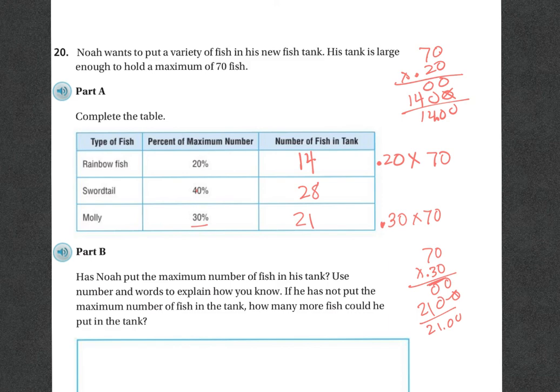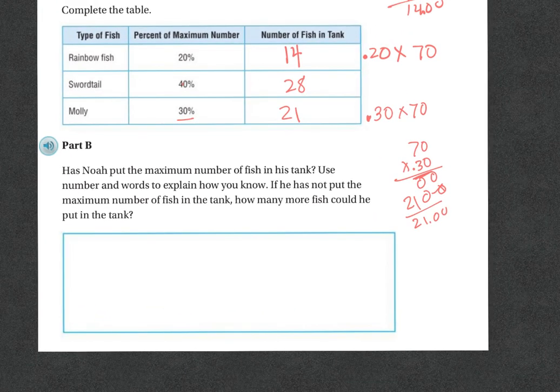Now part B says, has Noah put the maximum number of fish in his tank? Use numbers and words to explain how you know. If he has not put in the maximum number of fish in the tank, how many more fish could he put? Well, he put 14 plus 28 plus 21. 8 plus 1 is 9, plus 4 is 13. 2 plus 2 is 4, plus another 2 is 6.